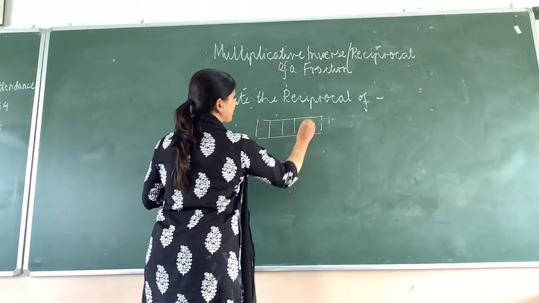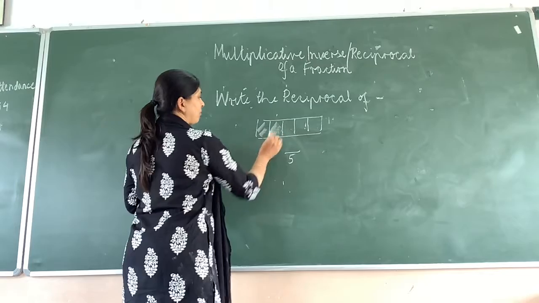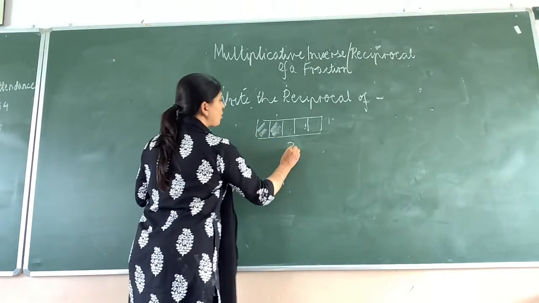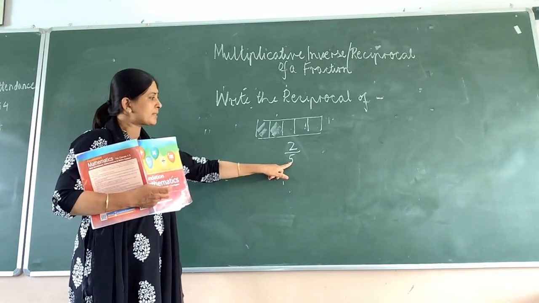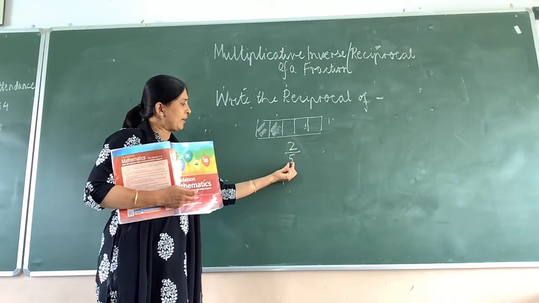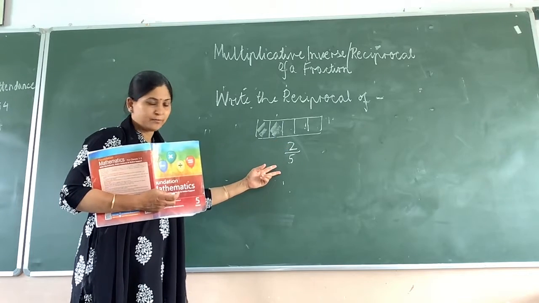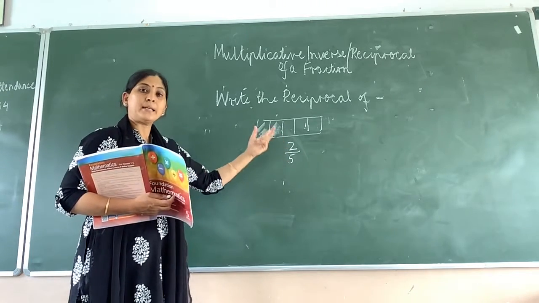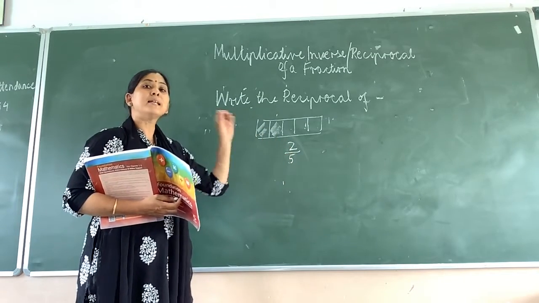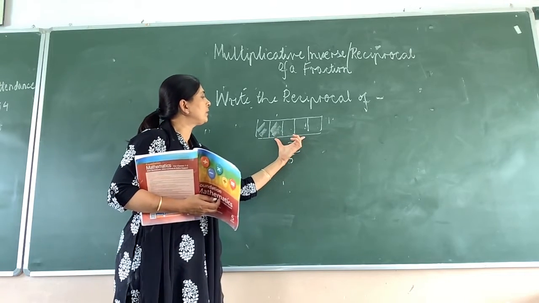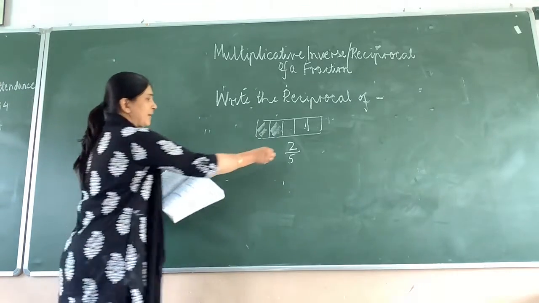Now see. I have divided this figure into 5 equal parts, and I am talking about 2 equal parts. I have shaded 2 parts. So 2 over 5. This whole thing was divided into 5 equal parts and out of that 2 parts are shaded. So 2 over 5, children, is less than 1 or more than 1? 2 over 5 is less than 1 because out of a whole thing we are talking about 2 equal parts.